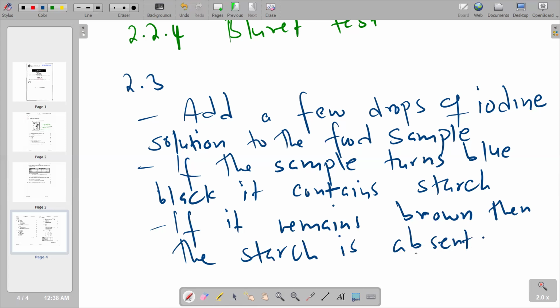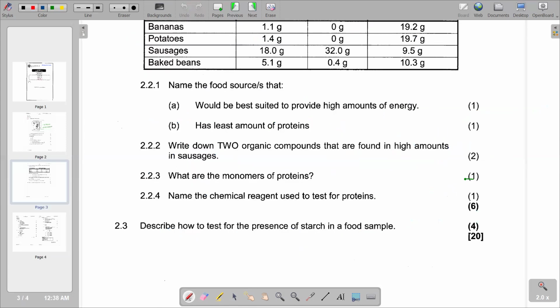Basically, these are the steps that we can use to test for the presence of starch in a food sample. And we see that our question has 20 marks in total. That is the whole of question 2.